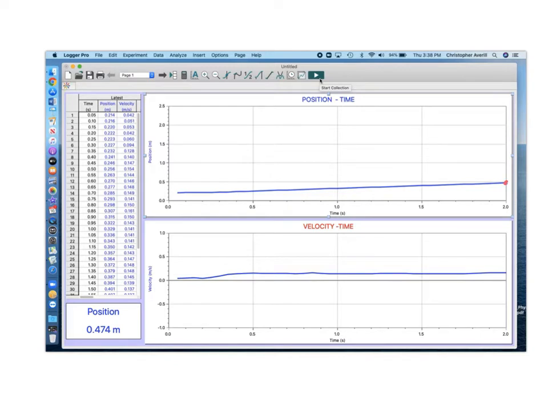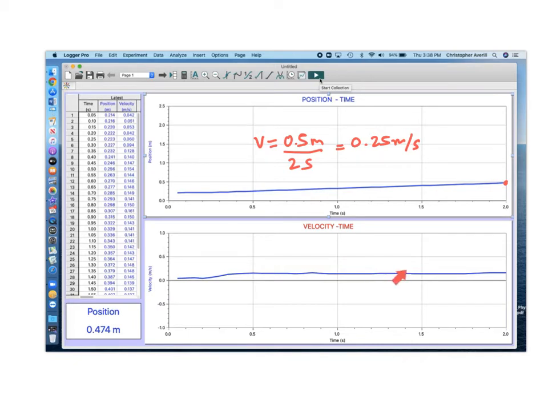We can calculate its average speed by figuring out what its final point was. So our rise was 0.5 meters and our run was 2 seconds. So we could calculate our average velocity as 0.25 meters per second.